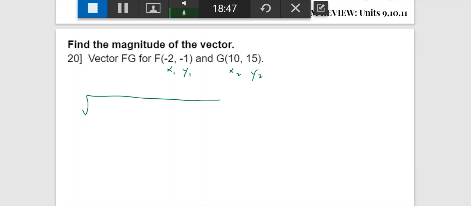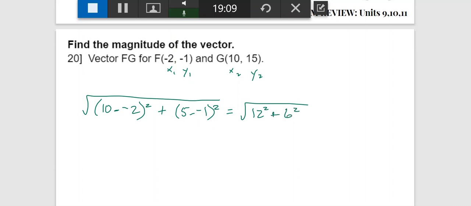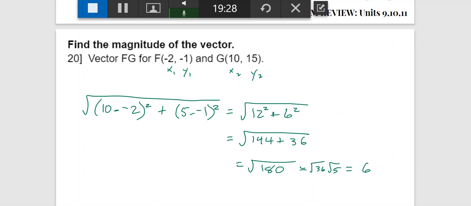Find the magnitude. This is basically x sub 1, y sub 1, x sub 2, y sub 2. Distance formula, 10 minus negative 2. Watch those signs. And then 15 minus negative 1. 10 plus 2 is 12 squared. 5 minus negative 1 is 5 plus 1, that is 6 squared, which is 144 plus 36, which is square root of 180, which we could pull a 36 out of that. 36 times 5, which would make this 6 root 5, if we needed to go that way.